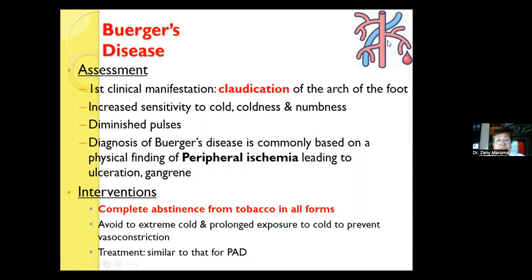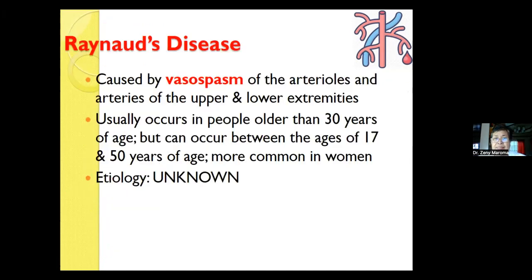Kaya tingnan mo po ang clinical manifestation, claudication of the arch of the foot. So there is pain doon sa pinakadulo, no, na foot. So there's diminished pulse. Tapos may peripheral ischemia leading to ulcer and gangrene formation. Oh, complete abstinence from tobacco is very important. Avoid exposure to cold, no? And treatment similar to PAD. Anong bibigay? Yung hematologic agent, peripheral vasodilators at saka aspirin.